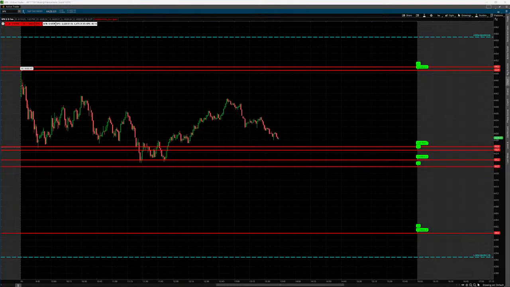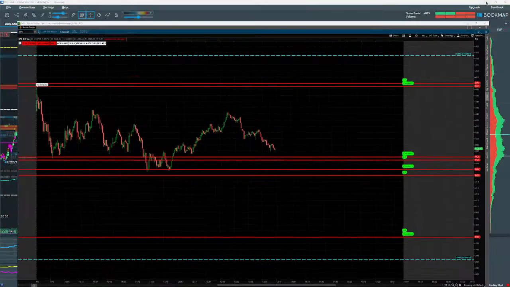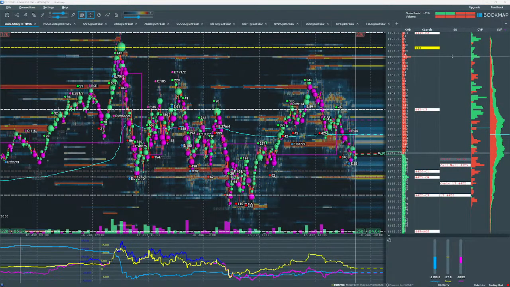All right, let's take a look at Bookmap now. And again, I'm going through my positional analysis, just kind of reviewing the levels that are in play for today.